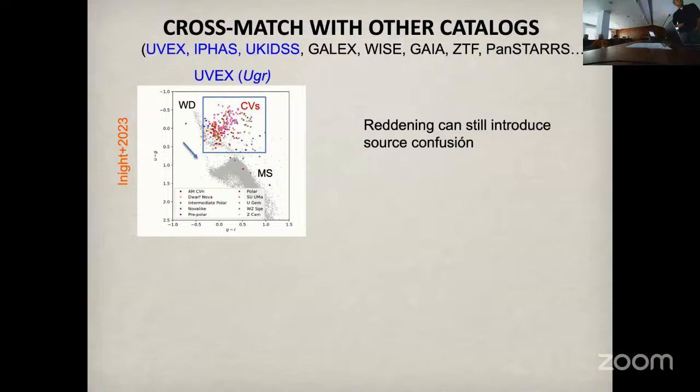So locating objects in this part of the diagram is a strong indication that they might be cataclysmic variables. But one has to be careful with reddening because there is some confusion. Some of these CVs might be reddened and then located in the main sequence region.